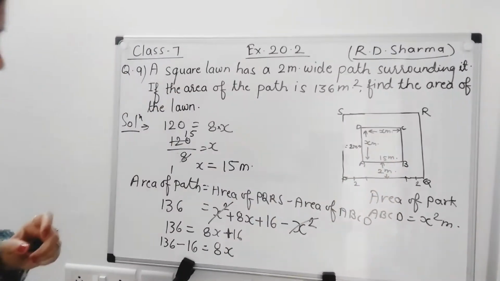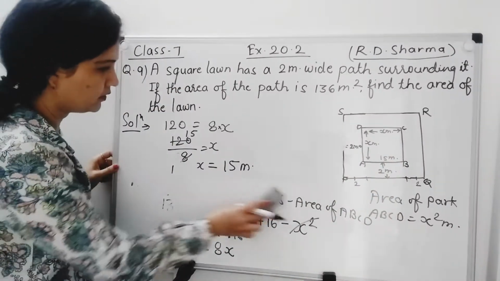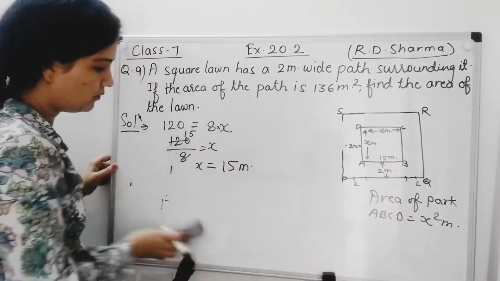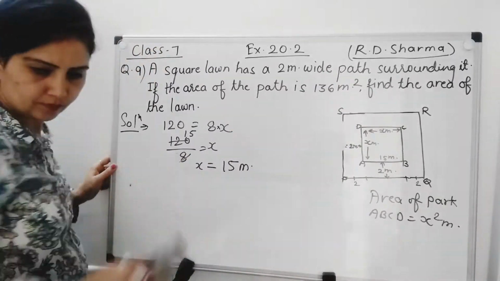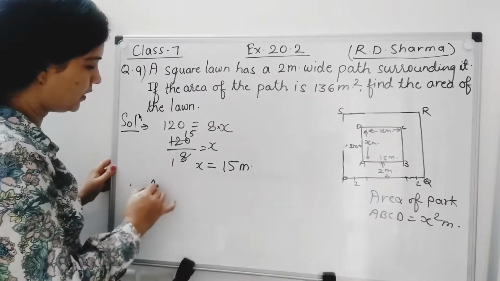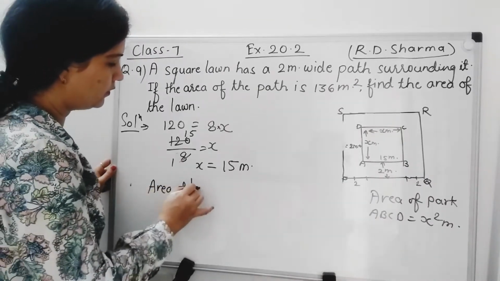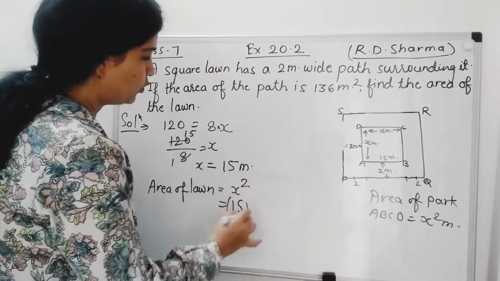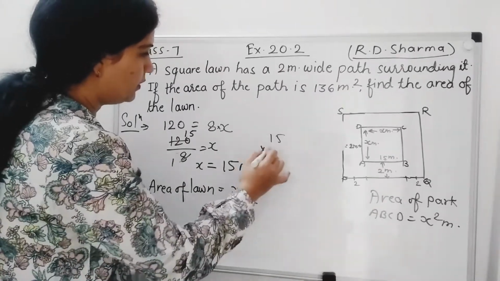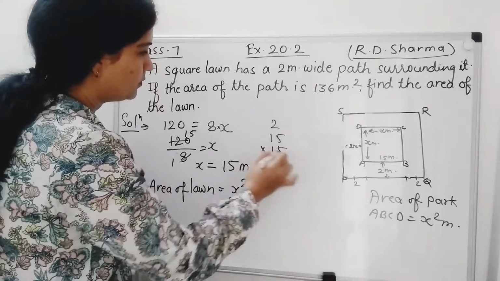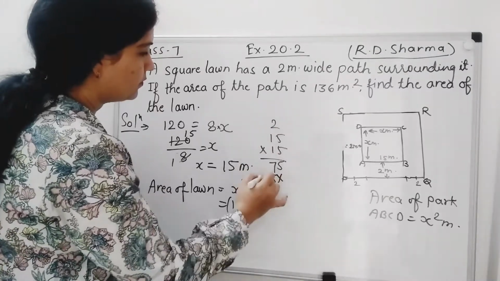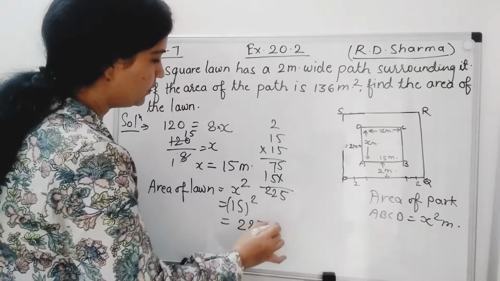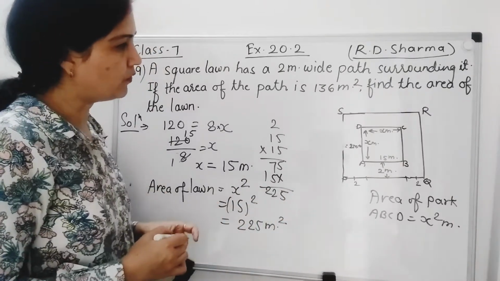Now we have to find out the area, because it is asked to find the area of the lawn. So the area of lawn will be x square, and that is 15 square. If you multiply 15 by 15, it is 225 meter square. So that's how we will find it out.